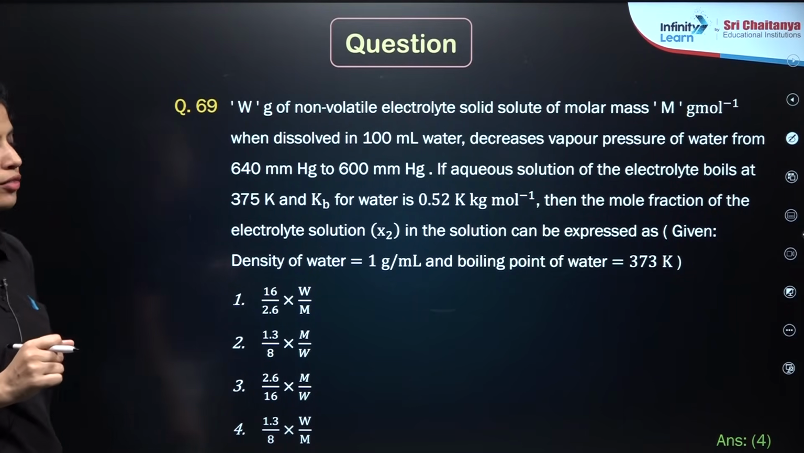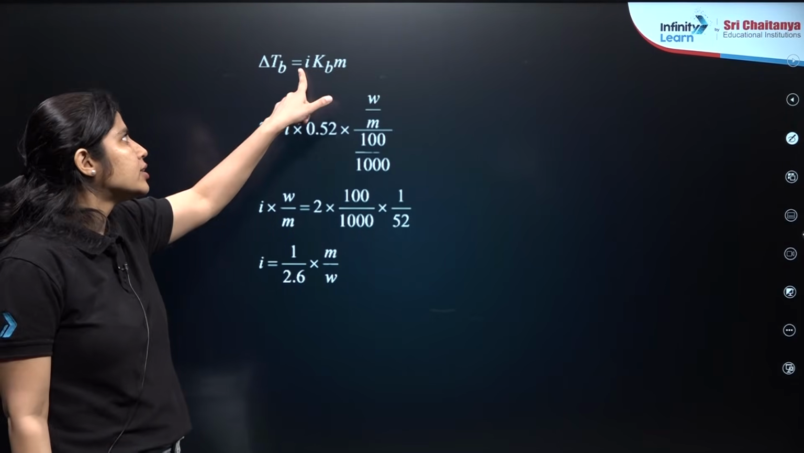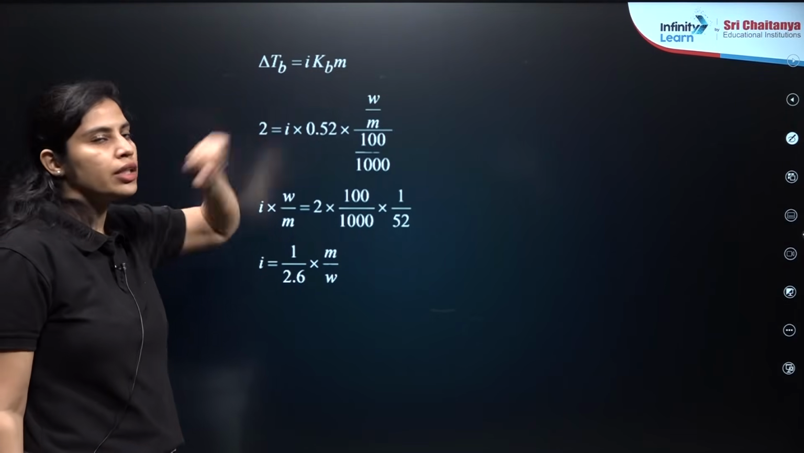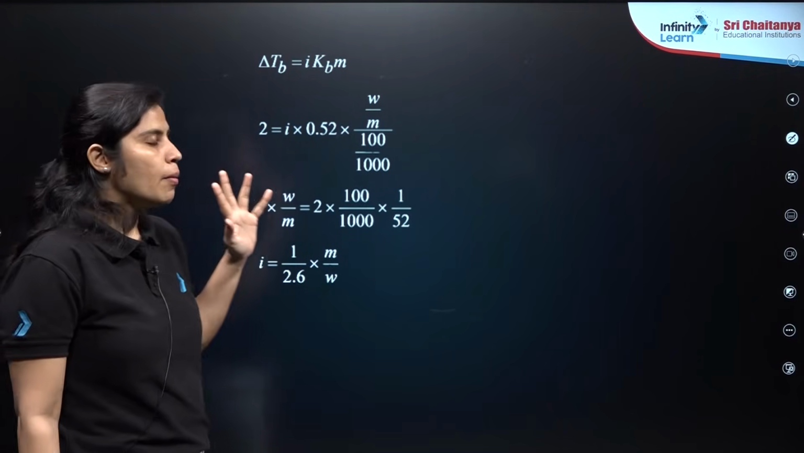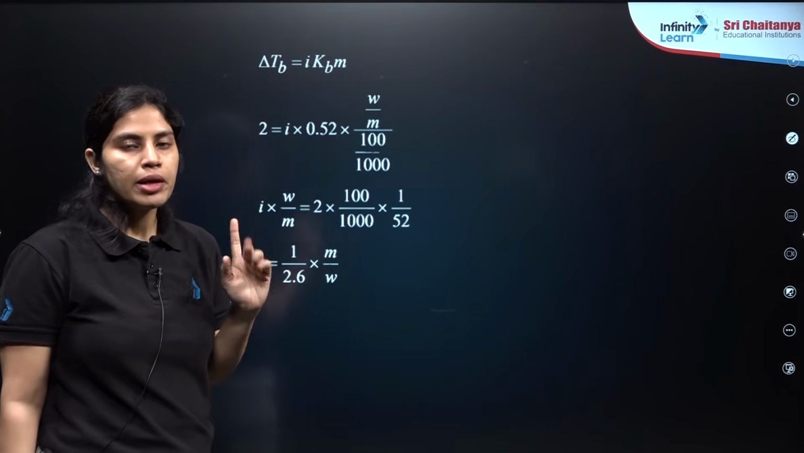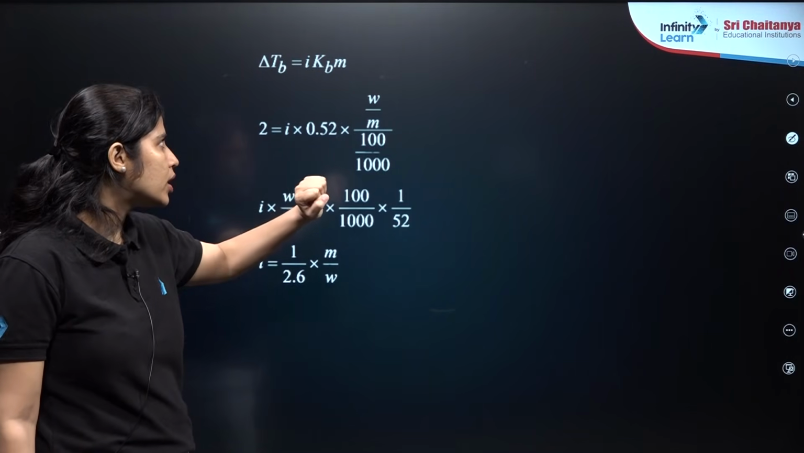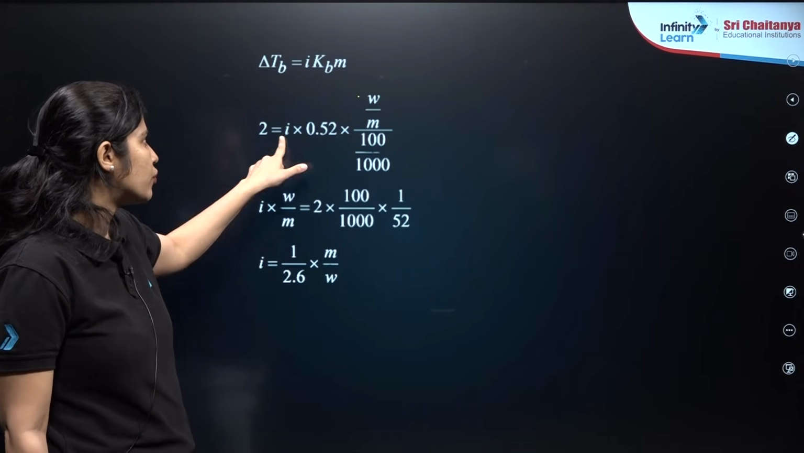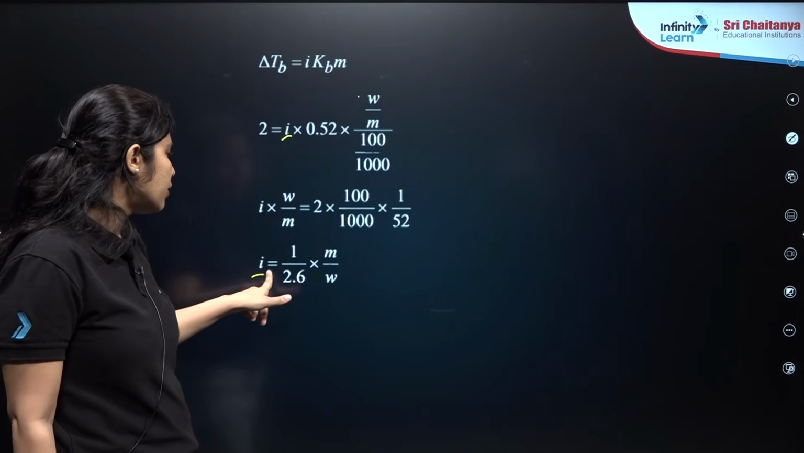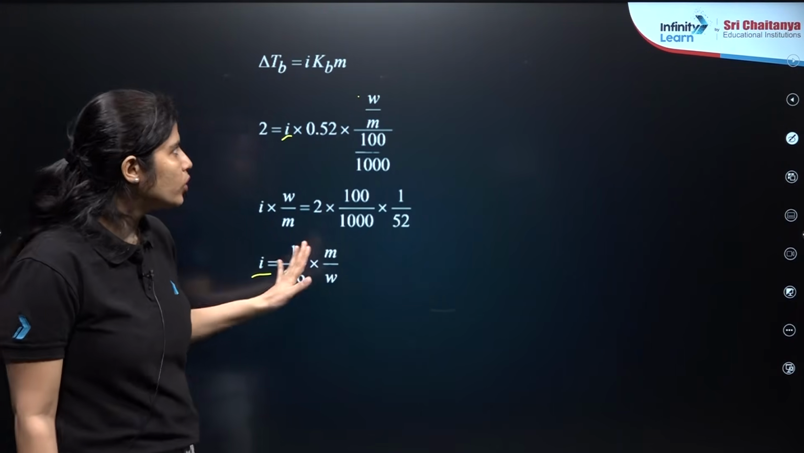So of course, we are going to be using over here the formula, which is delta Tb is equal to i Kb m. m over here is molality, please remember. So that means the number of moles divided by mass of solvent in kg. It is given in grams, so we are going to do the conversion. Moles is mass by molar mass. Now we will put down the values to find the value of i. From here we got the value of i with respect to mass and molar mass, which we are going to keep like that.